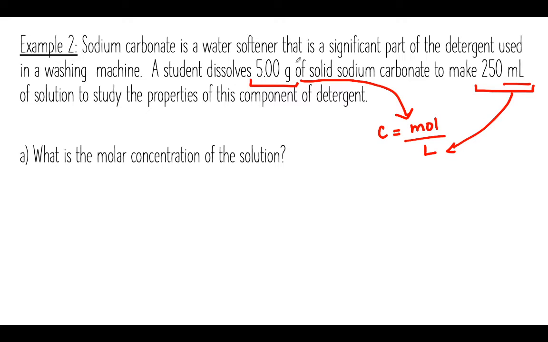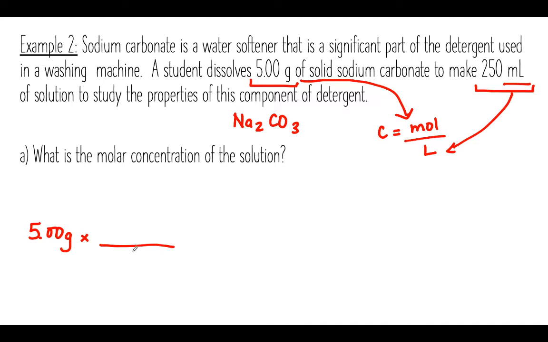How do we go from grams to mole? And of course, we have to use the molar mass. So let's first figure out what compound we're talking about here. Sodium carbonate, Na2CO3. So if we start off with 5.00 grams of sodium carbonate, and I want to get to the moles of sodium carbonate, I have to find the molar mass.